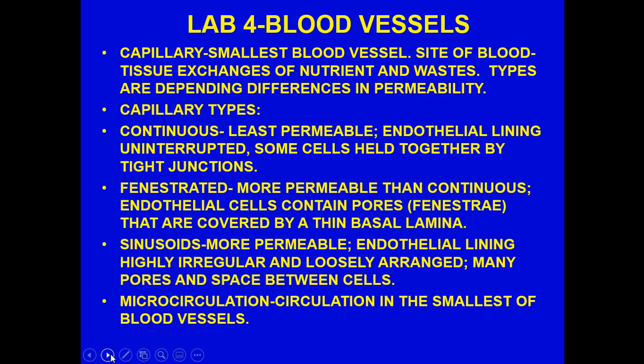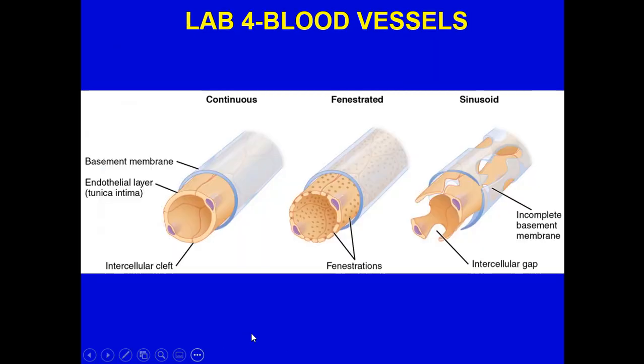Now, the most permeable of all three types is the sinusoids. They have an endothelial lining, but it's highly irregular and loosely arranged, and many pores and even spaces between cells exist. So this is where you would get the greatest amount of exchange, and larger molecules and a variety of other substances can pass from one side to the other. When we talk about microcirculation, this is the circulation in the smallest of the blood vessels.